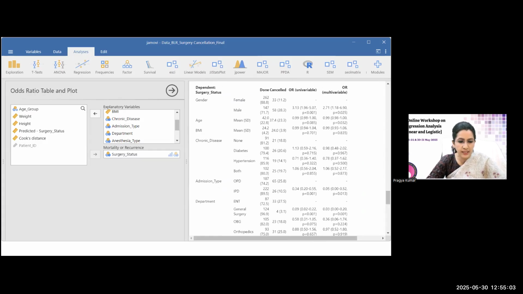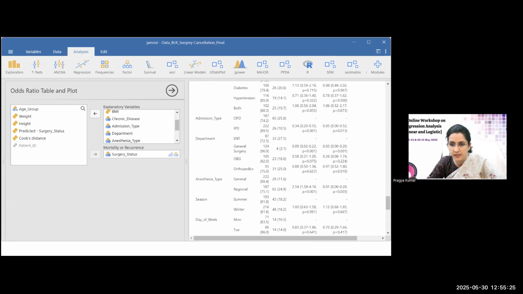I will only take initially, the way we have done, gender, this is significant. Then age was significant. BMI I will not take. This chronic disease I will not take, p is 0.7. Then admission type I will take. Department I will take because it is significant. Anesthesia type I will take. Season I won't take, it is 0.99.